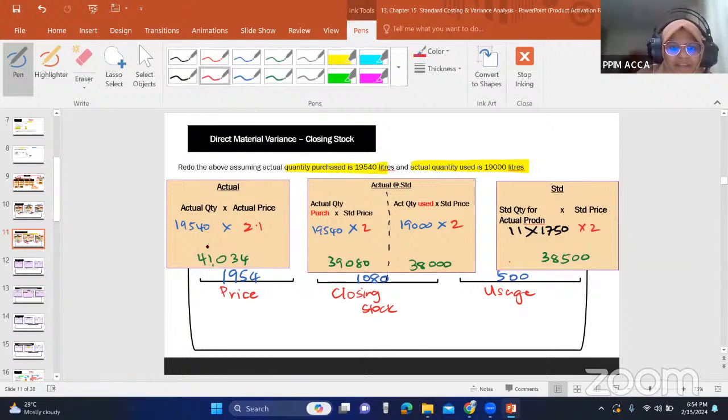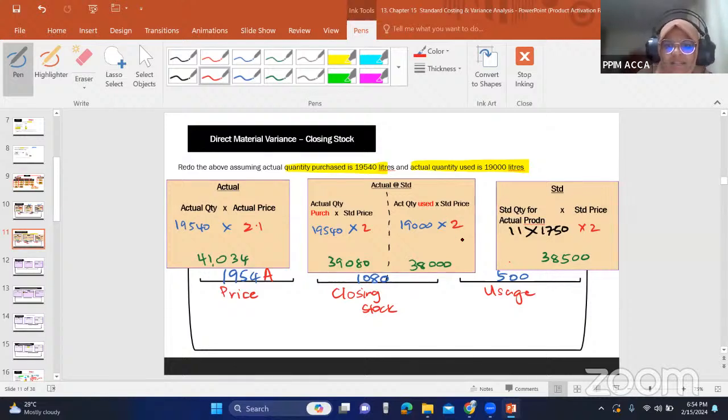For the price variance, the first box is the actuals. The second one is the budget. We budgeted to spend 39,080, but we have spent more, 41,000 odd. Spending more is always a bad thing. This is adverse. Closing stock, I told you it's not a variance, so it won't have an adverse or favorable. It just has the value 1,080.